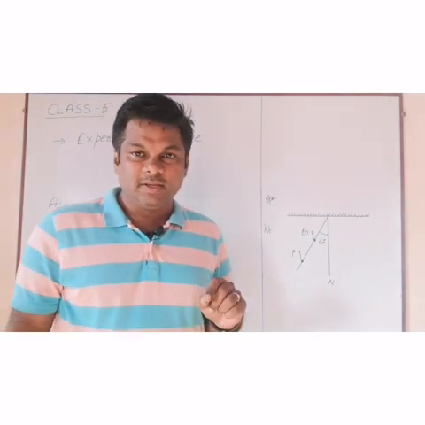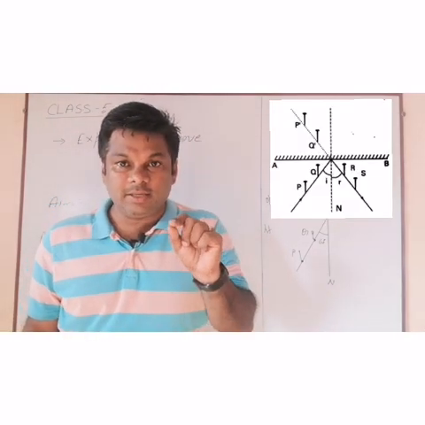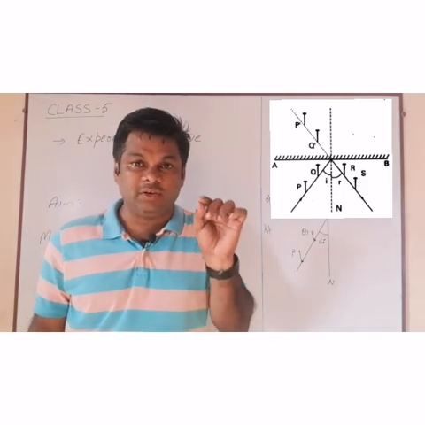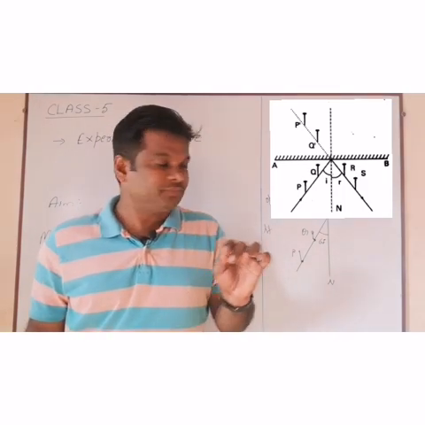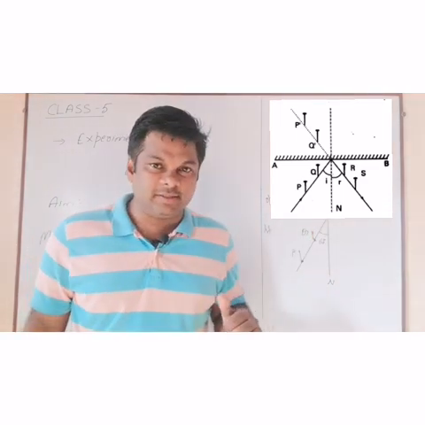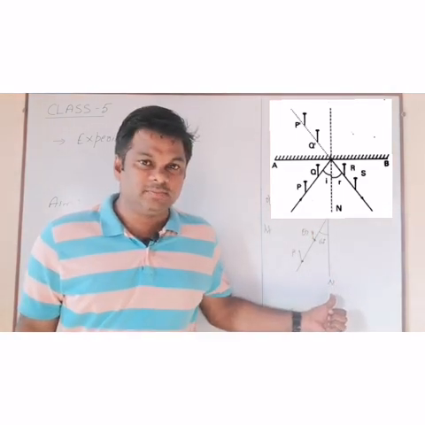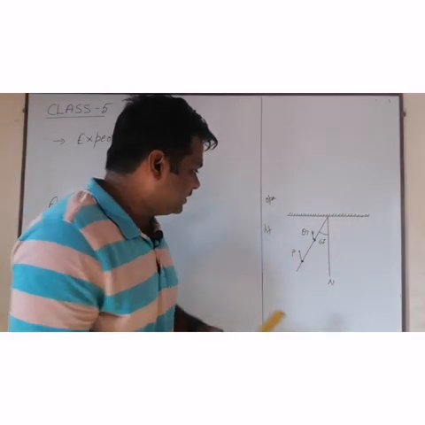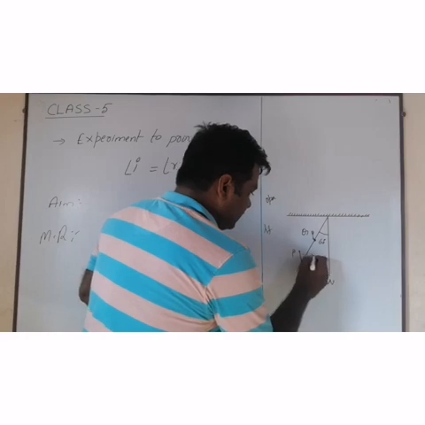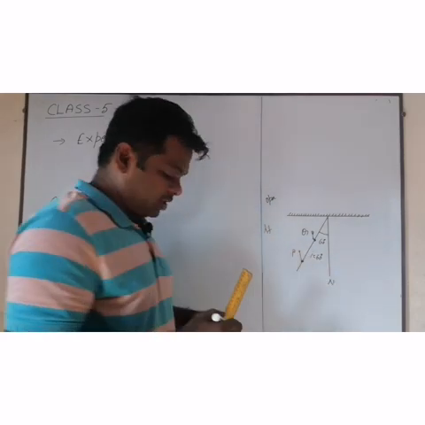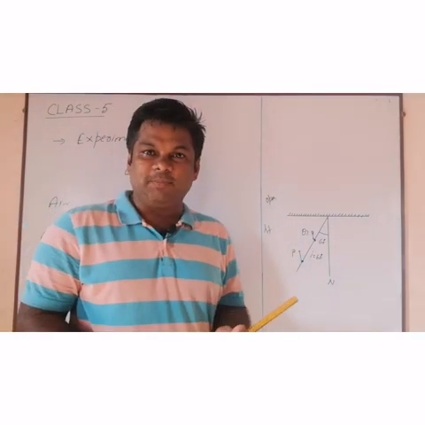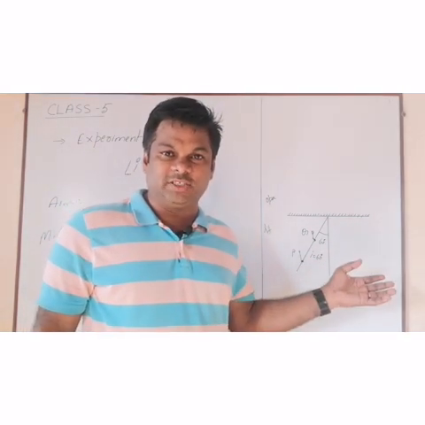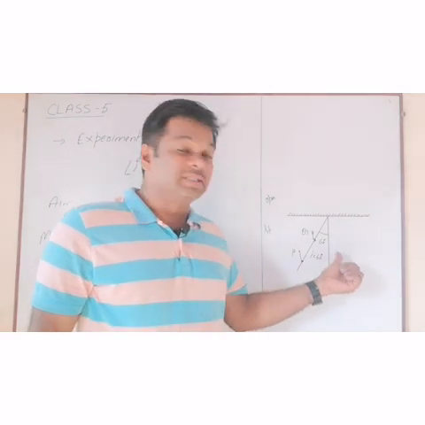In this experiment, we are going to prove that angle of incidence always equals angle of reflection. For that, I consider a plane mirror, I drew a normal here, and one incident ray, and that incident ray makes an angle of 60 degrees with the normal. So after completion of this experiment, I will prove that the angle of reflection is also 60 degrees.